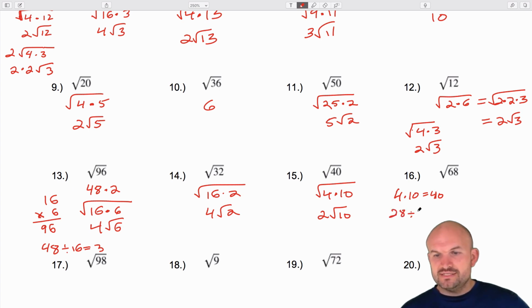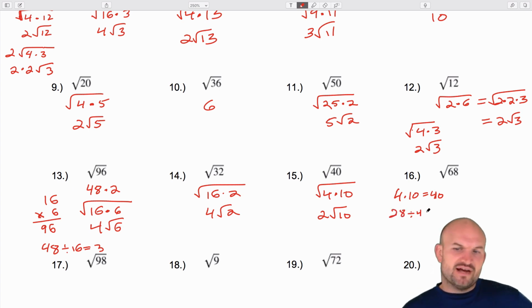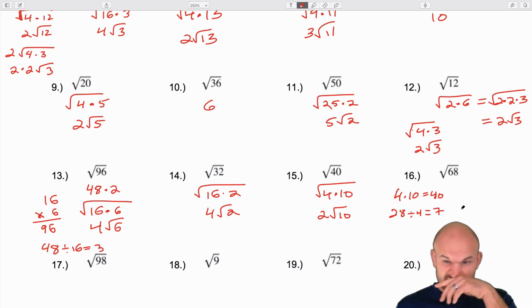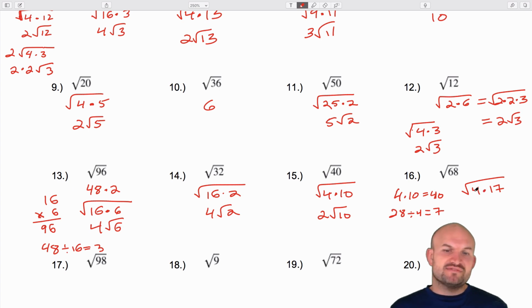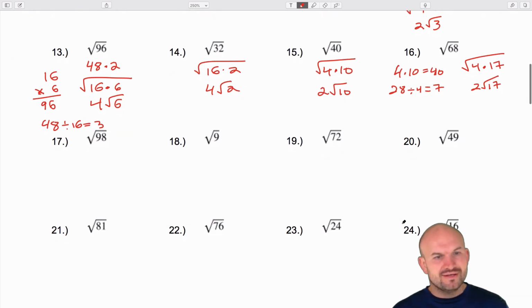So 28 divided by 4 is going to equal 7. So that looks like that's going to be 17 times 4. And that works, right? 4 times 17. Because if you think about it, 17 times 2 is 34. 34 times 2 is 68. So that'd be 2 square root of 17. These are not numbers that you commonly see, though.